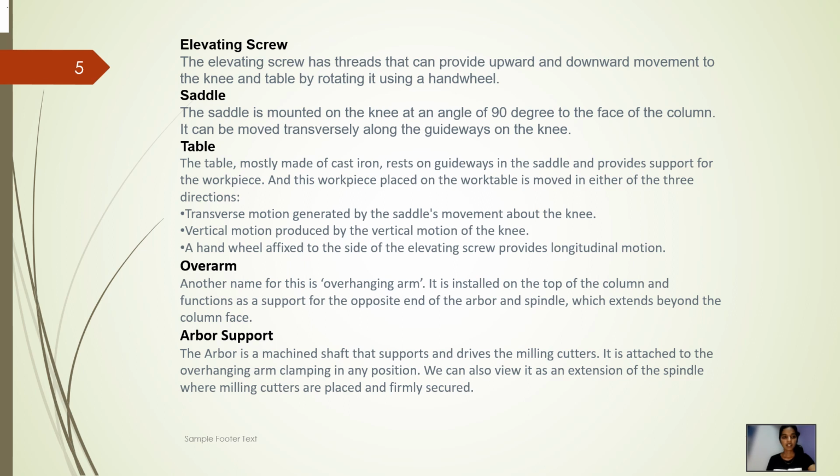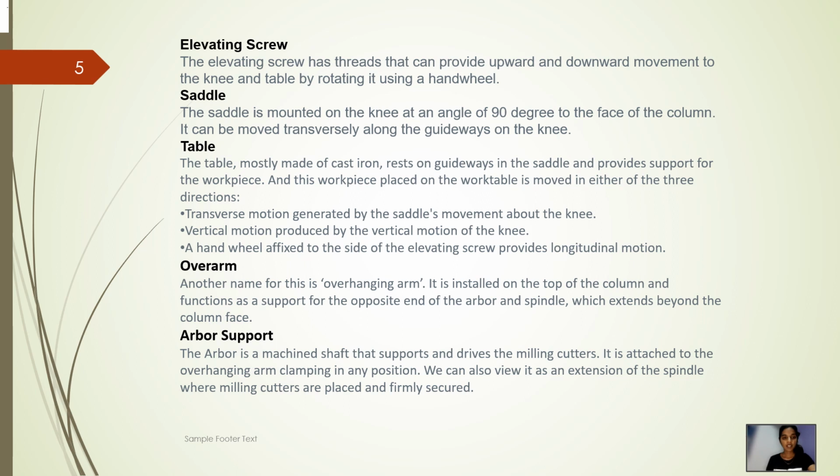The next one, saddle. The saddle is mounted on the knee at an angle of 90° to the face of the column. It can be moved transversely along the guideways on the knee. Table. The table, mostly made of cast iron, rests on guideways in the saddle and provides support for the workpiece. And the workpiece placed on the work table is moved in any of three directions. First one, transverse motion generated by the saddle's movement about the knee. And the second one, vertical motion produced by the vertical motion of the knee. The third one, a hand wheel affixed to the side of the elevating screw provides longitudinal motion.